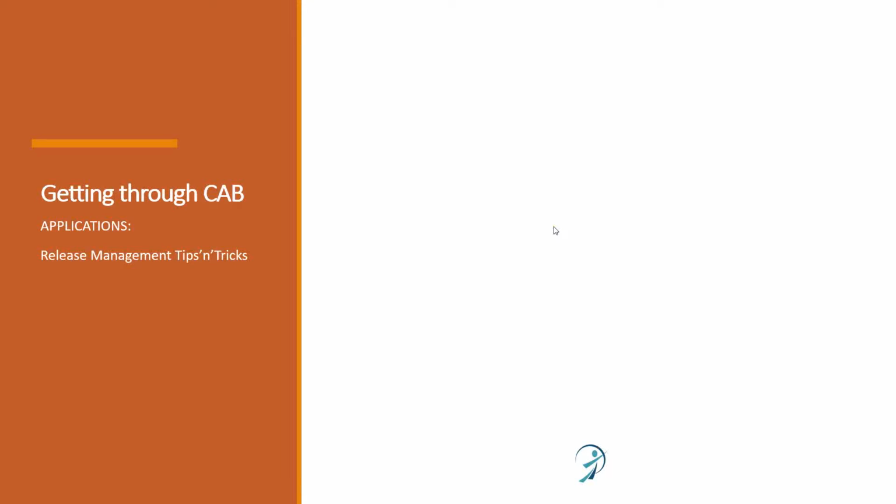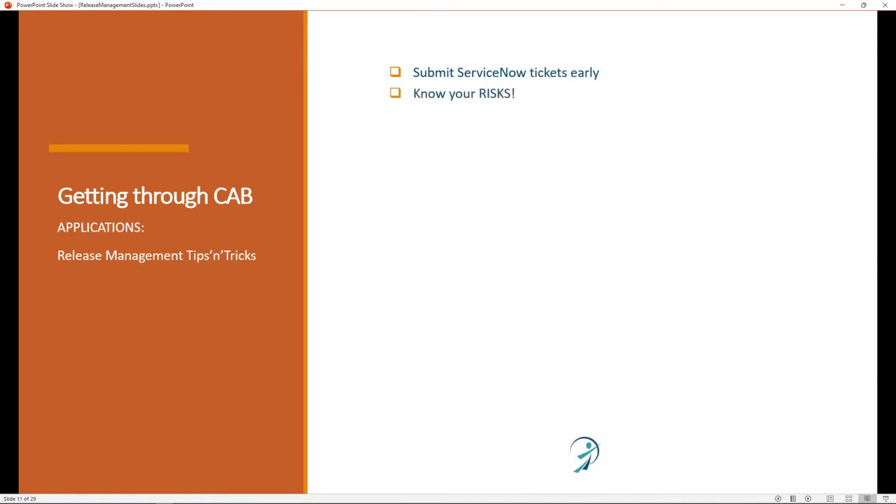Here are some things to note to get your release through the CAB review. Be sure to submit your ServiceNow ticket early. This will make sure it doesn't land into expedite and makes the radar for CAB. Know your risks. At the CAB review, you would need to identify what kind of impacts your code has on such things as the systems, the users, and financials. You may also want to specify the risks of not implementing your code.